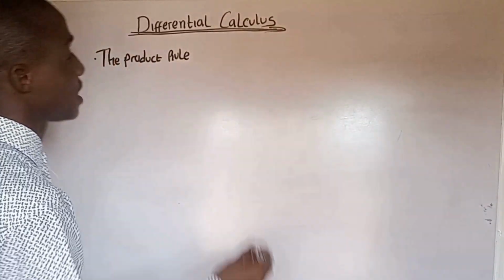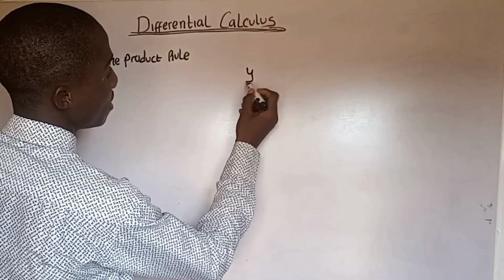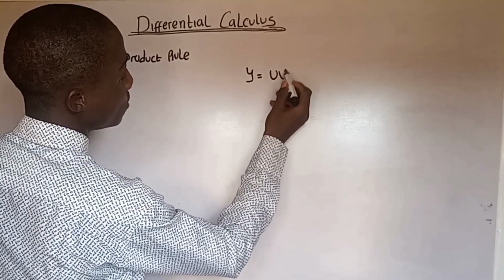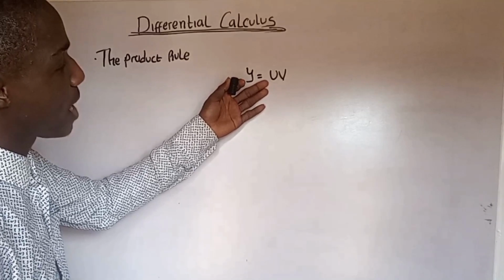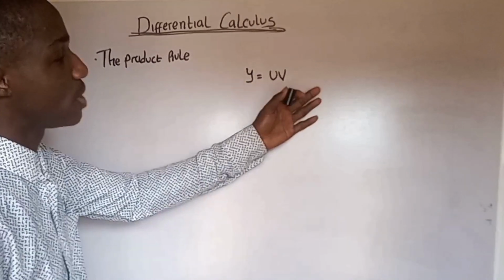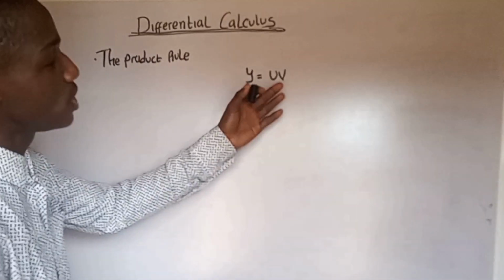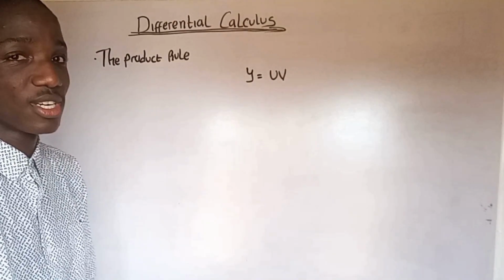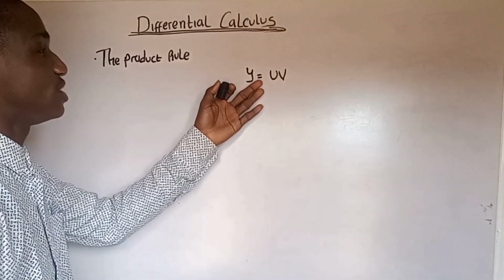For example, let's assume that we are given y is equals to uv. u is a part of this function and v is also a part of this function. The sign between u and v is product. That is why we employ the product rule in this place.